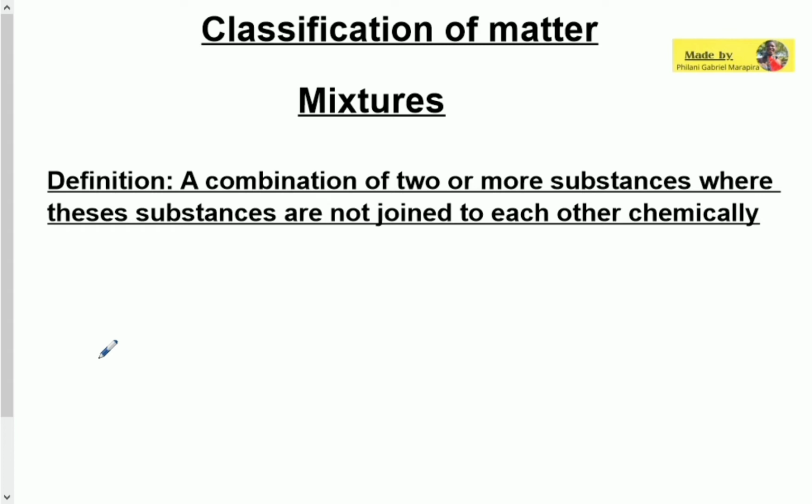are not joined to each other chemically. So it means that there is no chemical bond or no compound involved in a mixture. So a mixture is basically the combination of two or more substances, but there is no chemical bonding within a mixture.